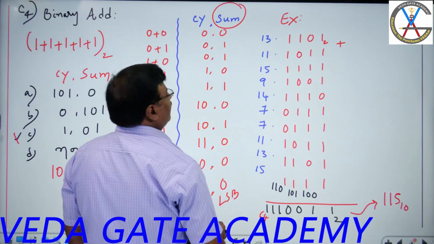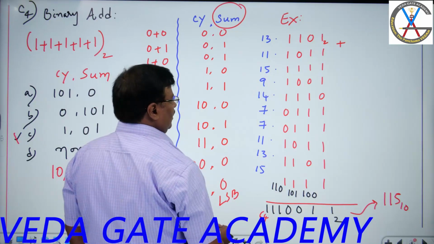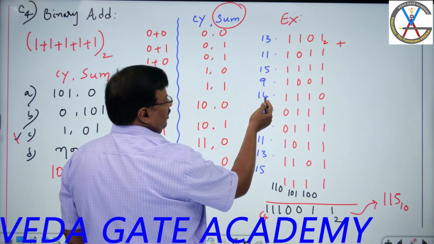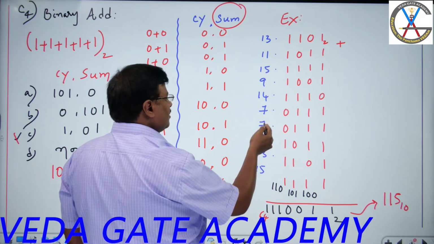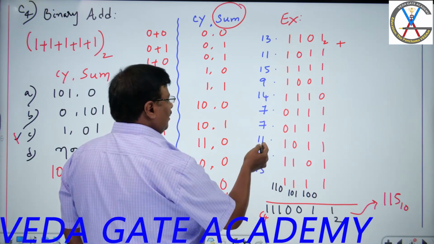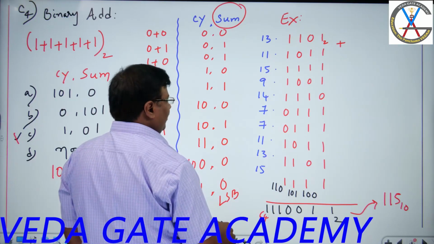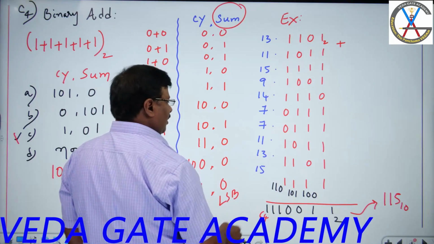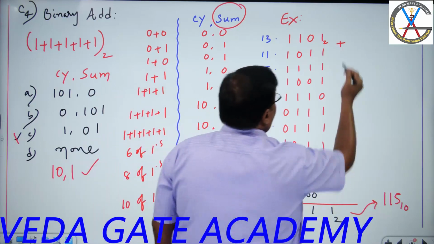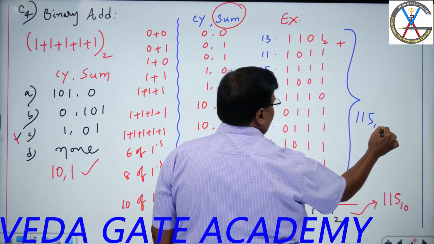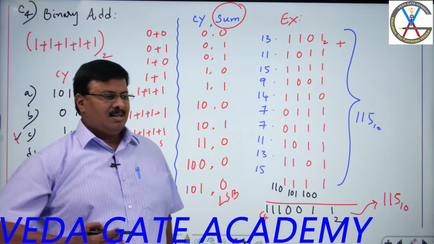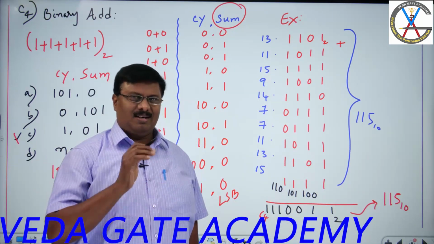13 and 11, 24. 24 and 15, 39. 39 and 9, 48. 48 to 14, 62. 7, 69. 7, 76. 11, 87. 13, 100. 15, 115. Happy, my number is equivalent to 115. That means the procedure we followed is exactly correct.